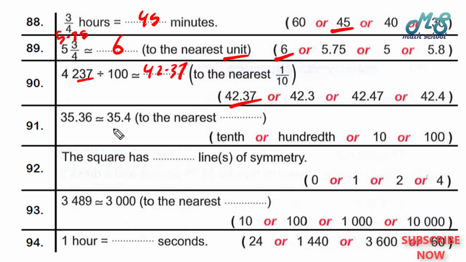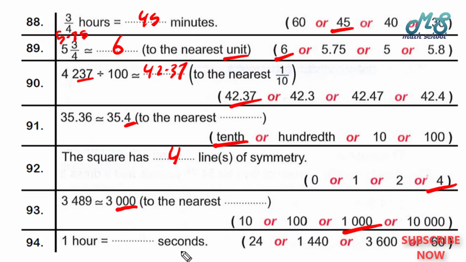35.36 approximately equals 35.4. Since you have 1 digit in the decimal part, it is to the nearest 10th, and you are closing your eyes with TH. Of course, don't choose the 10, because you have a decimal. The square has how many lines of symmetry? 4 lines of symmetry, don't forget it. 3489 approximately equals 3000, of course 3 zeros, so to the nearest 1000.